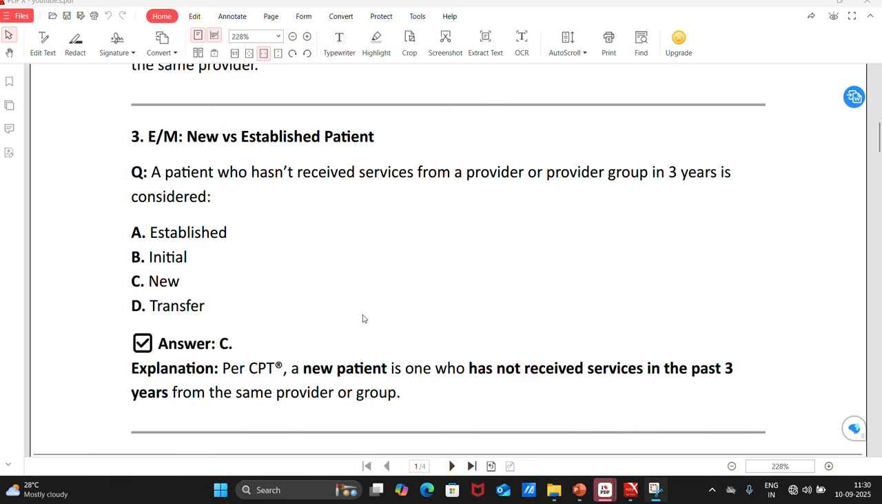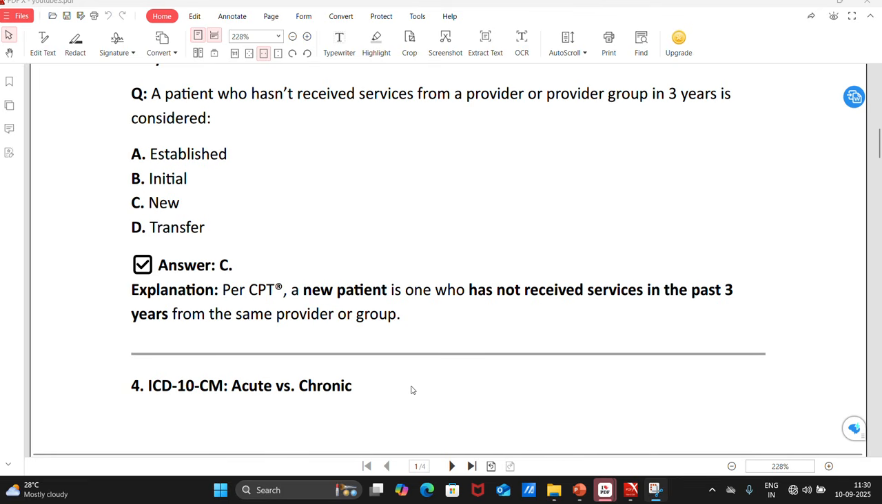Okay. According to CPT, a new patient is one who has not received services in the past 3 years from the same provider or group. Okay, so this is the explanation.